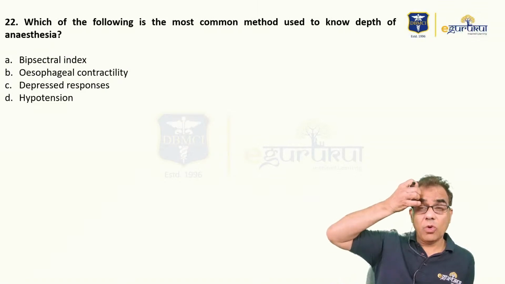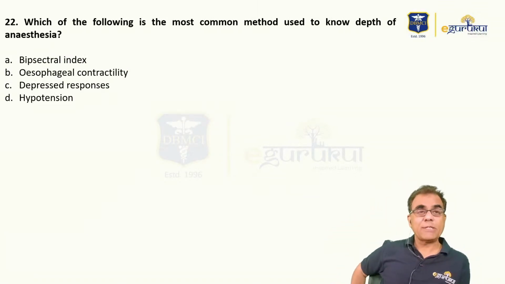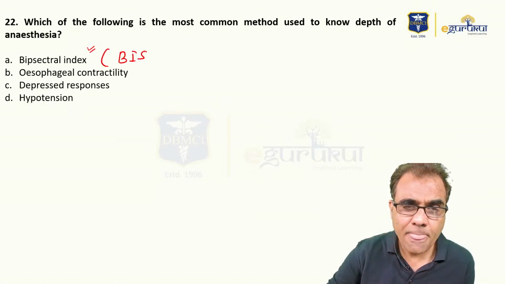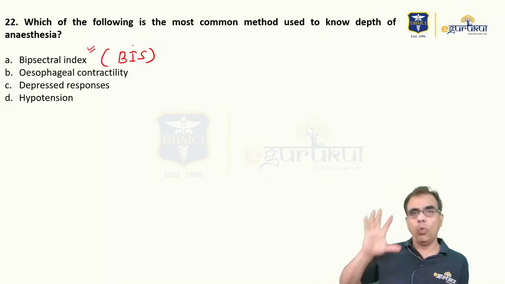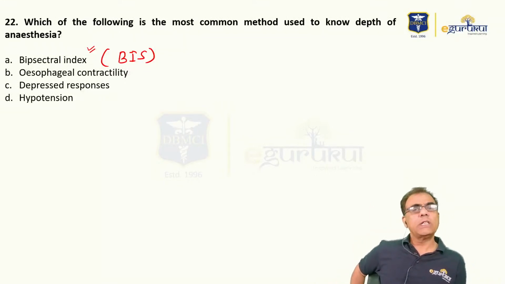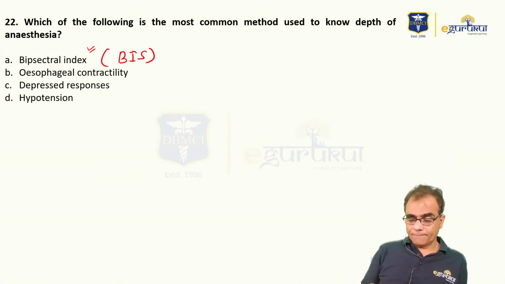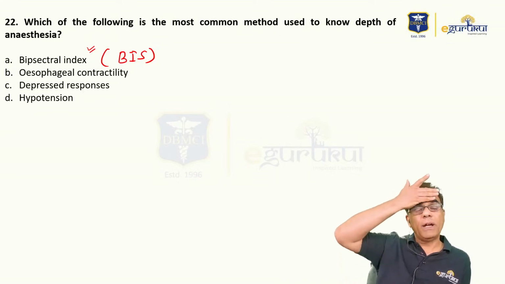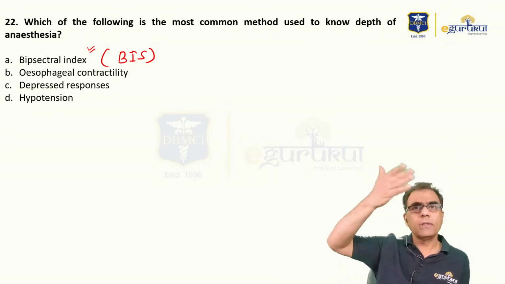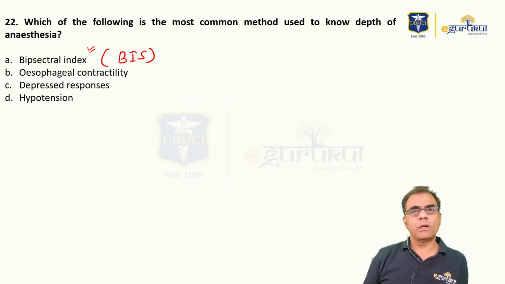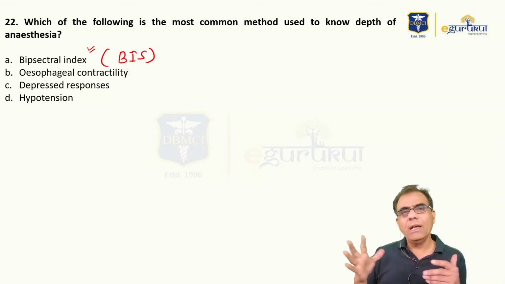Which of the following is the most commonly used method to know the depth of anesthesia? Bispectral index, esophageal contractility, depressed response, hypotension. Bispectral index monitor, popularly called the BIS index. Until BIS, we were mainly relying on clinical signs to see the depth of anesthesia. But BIS is highly reliable. It is a very simple device. You just place it over the forehead like an ECG electrode and attach it to the monitor. It analyzes multiple EEGs to give you a final score, so you don't need any interpretation.